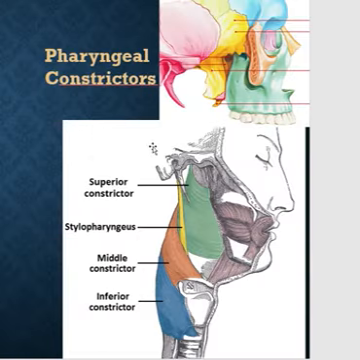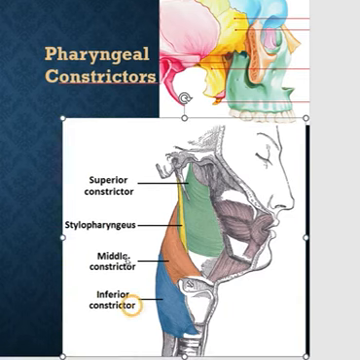Now, talking about the pharyngeal muscles, we divide them into two groups. One is the pharyngeal constrictors. We're talking about the superior constrictor, the middle constrictor, and the inferior constrictor.